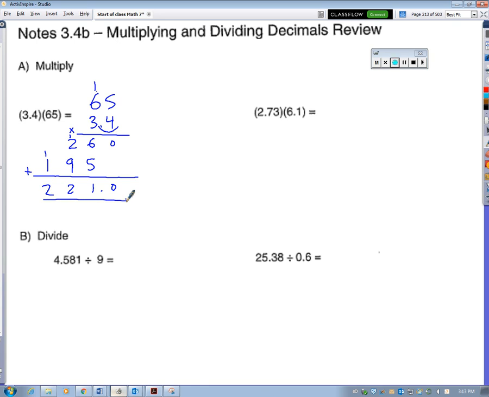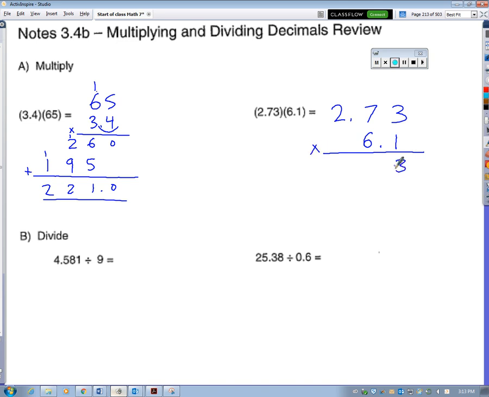Alright, let's try one that's a little bit more complicated. I'm going to put my bigger number on top. I'm going to put 2.73. I'm going to leave myself plenty of room to make sure everything's lined up correctly. And I don't have to stack the decimals right on top of each other in this case, not with multiplication. So I'm going to put my 6.1 underneath it. Notice my decimals don't line up. That's okay. Alright, go ahead and multiply it.